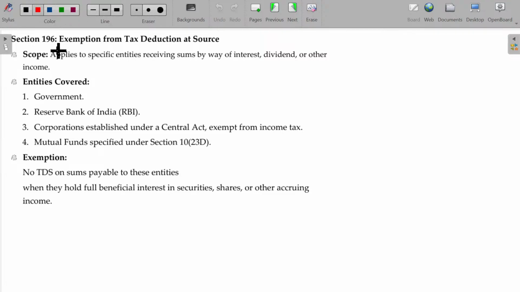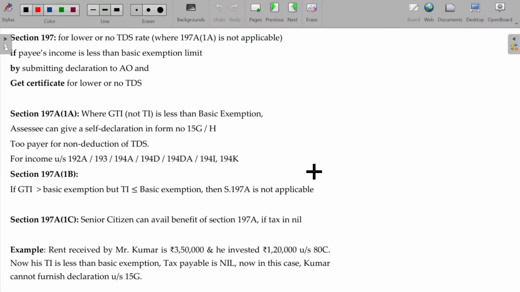Can we get the exemption from the TDS? Of course, exemption can be claimed. It applies to specific entities receiving interest, dividend, or other income, which can claim exemption from TDS, especially the government, RBI, corporations established under a Central Act, mutual funds, and some other funds. For them, the TDS is not applicable. And you can, of course, get the certificate.